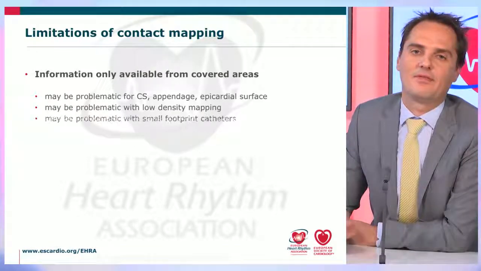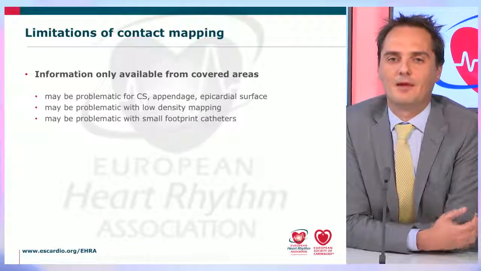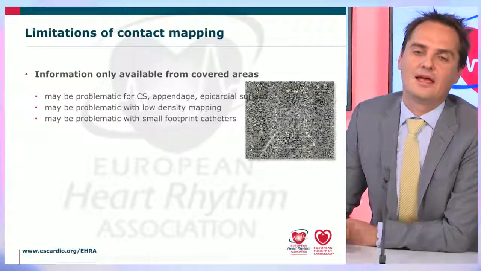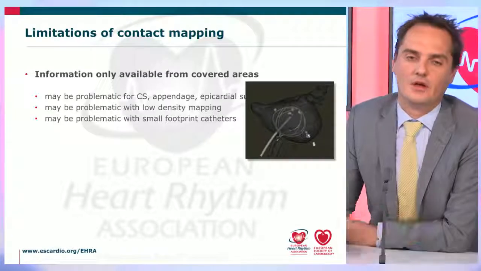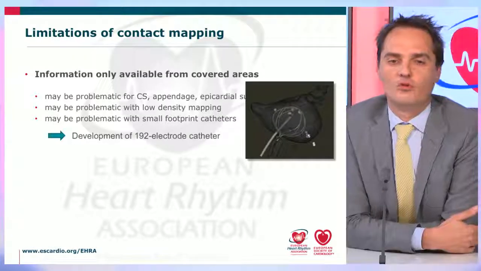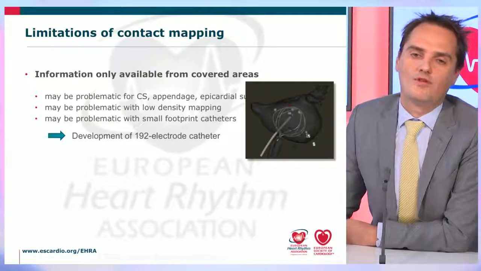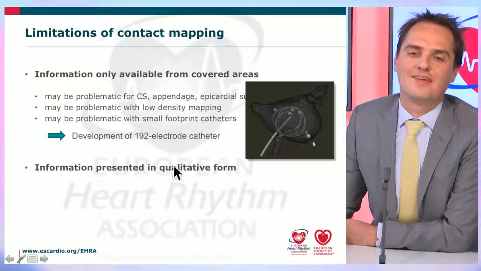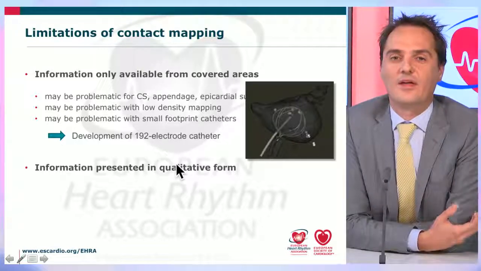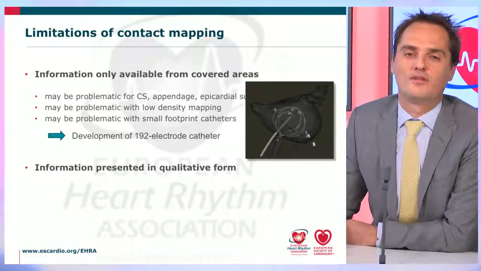It may be problematic if we use very low density mapping catheters with few electrodes and catheters with a very small footprint. For this, I believe a good solution was developed. We now have a 192 electrode catheter that was developed and overcomes these issues. But the second issue, of course, is what I have shown you. All this information is qualitative information.